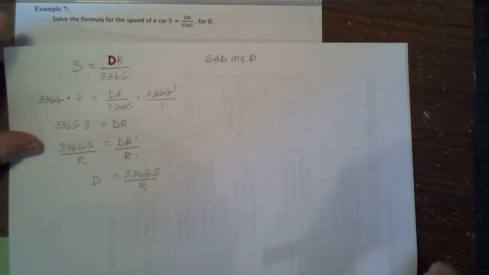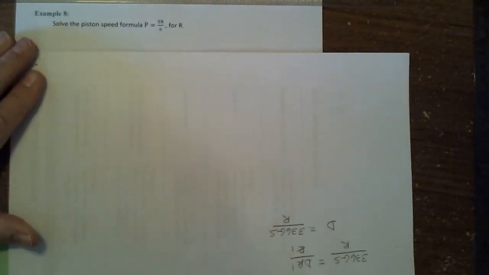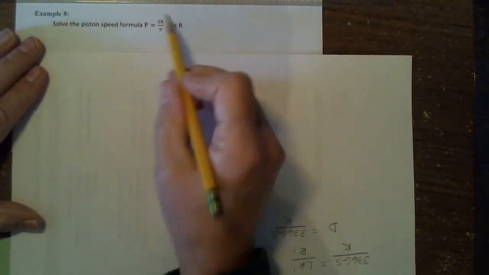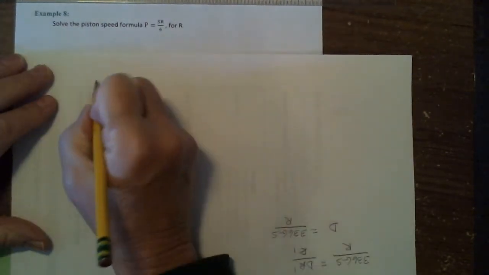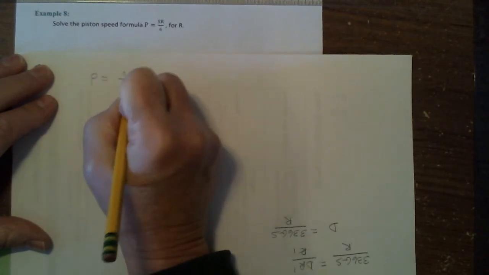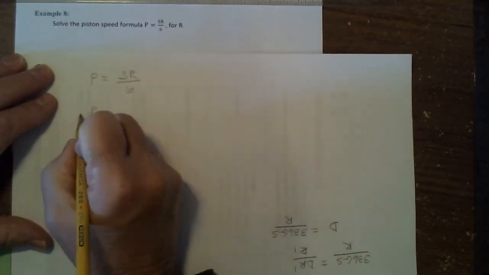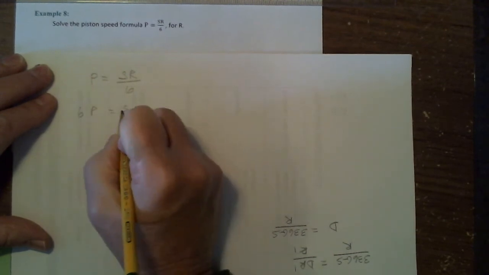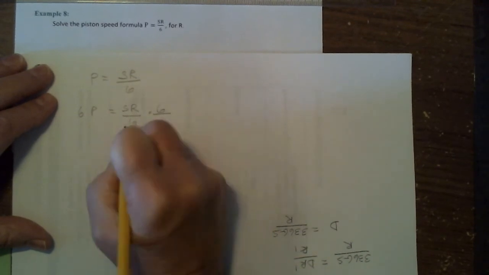And finally, we got one more. Solve the piston speed formula for R. The piston speed formula. This one looks like it's going to be pretty easy. Look, there's no radicals in there. There are no exponents in there. So I'm going to have P is equal to SR over 6. I'm going for R. Well, let's clear out the fraction. And I'm going to have 6P is equal to SR. And I'm going to go ahead and include that step. And you can see these guys drop out.